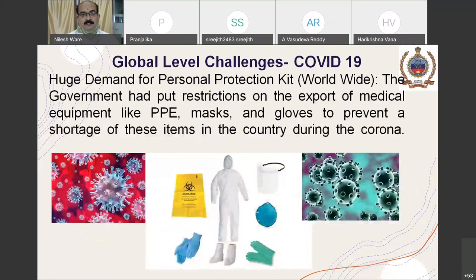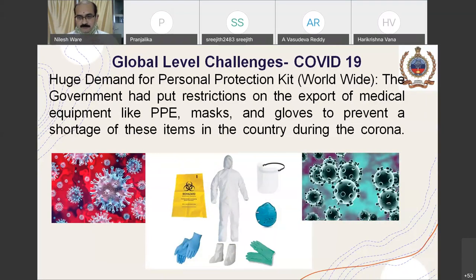Okay. Now, immediately a challenge has come out, like the global level challenge, COVID. If you look into that COVID challenge, it is very interesting. There is a huge demand for the personal protection kit. I'm not deviating. There is a nice continuation of the story. Please don't feel that I'm deviating somewhere.